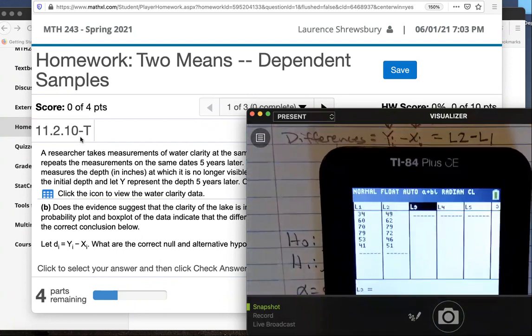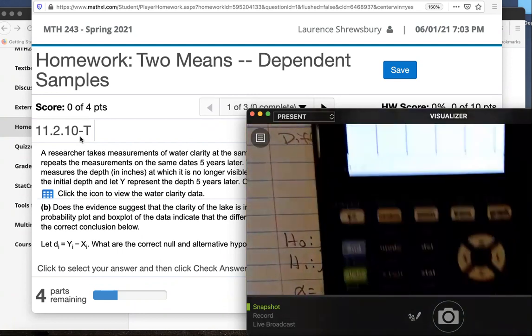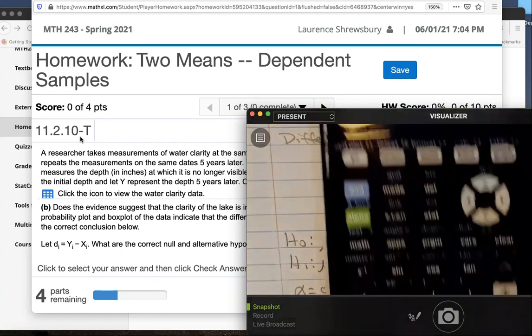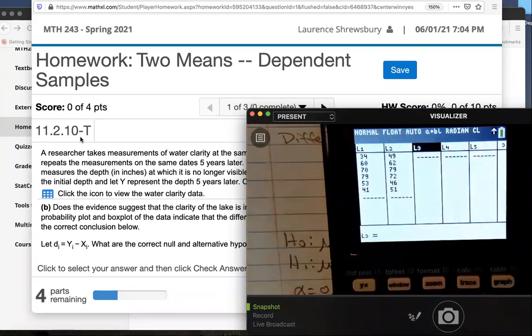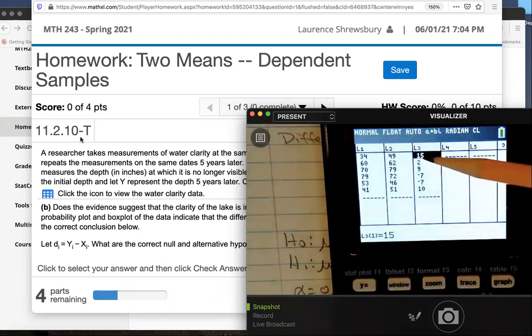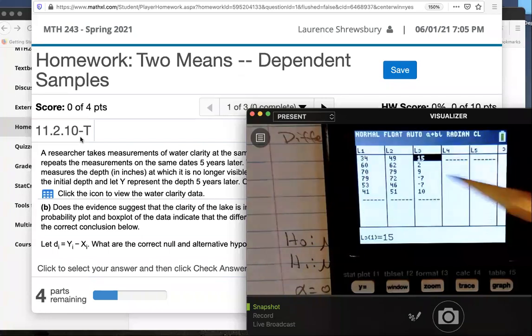Well, to get the list two, press the second key. That's this one right here. And then you're going to press the two key to get list two. So when you press the second key and two, list two shows up right there. Then hit the subtract key. Then press the second key and the one key to get list one. Then you hit the enter key. And look, it calculates all the differences. Now, of course, you had a movie in your learning module showing you how to do all of that. We'll show it again.